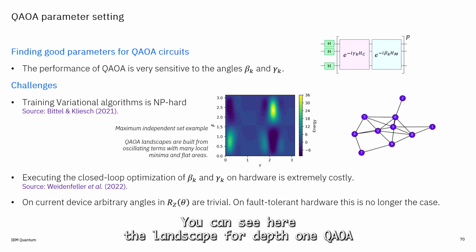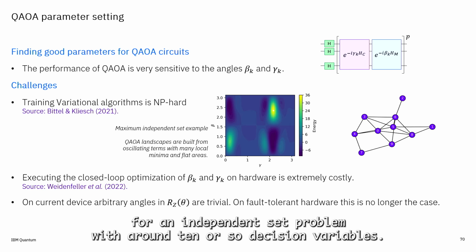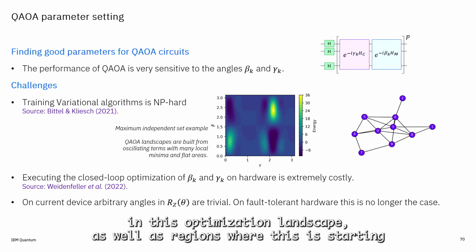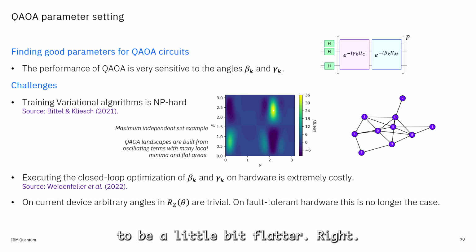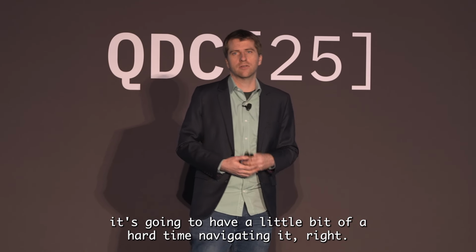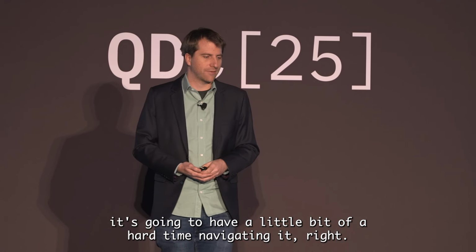You can see here the landscape for depth 1 QAOA, for an independent set problem with around 10 or so decision variables. And you can see that we already have many local optima in this optimization landscape, as well as regions where this is starting to be a little bit flatter. Right? So you can already see that if you put a solver into this landscape, it's going to have a little bit of a hard time navigating it.